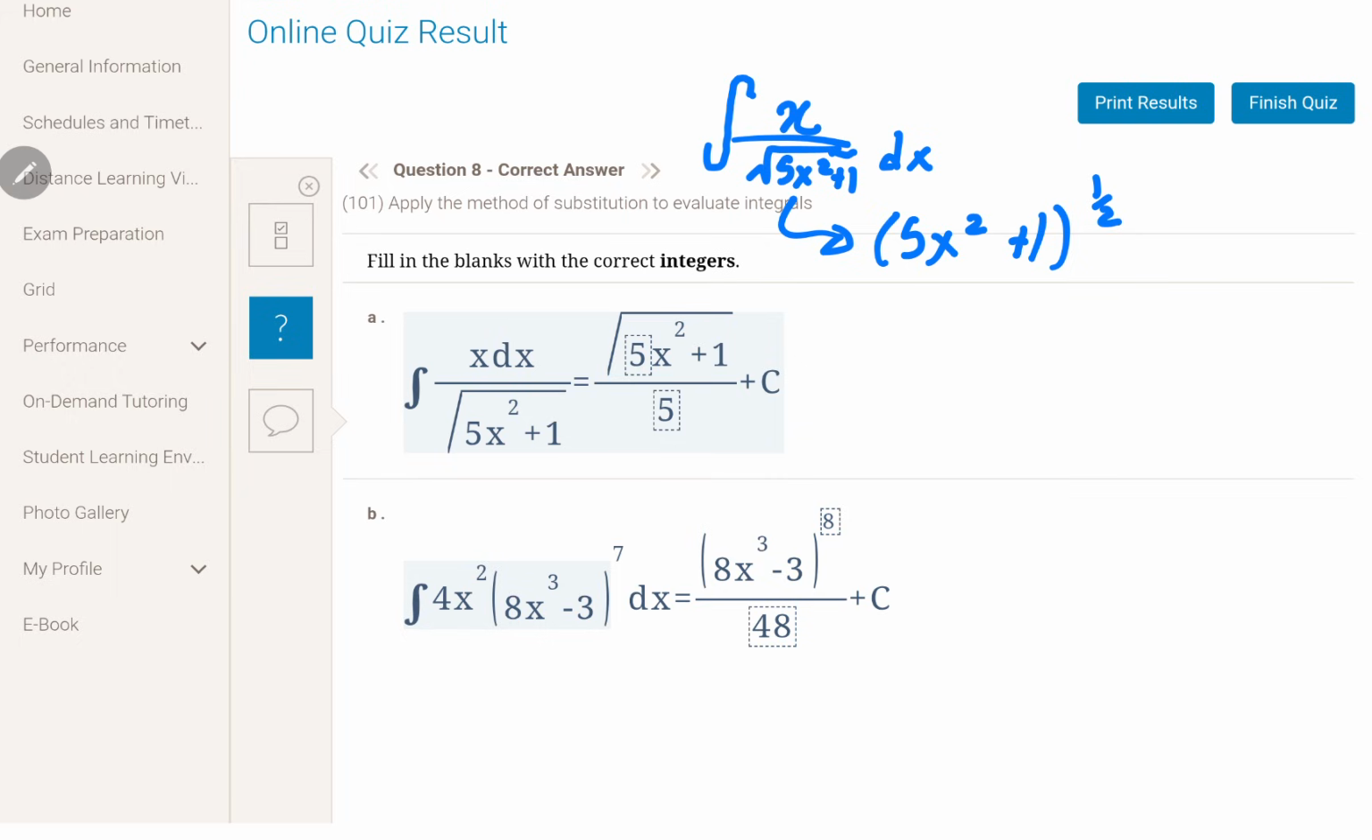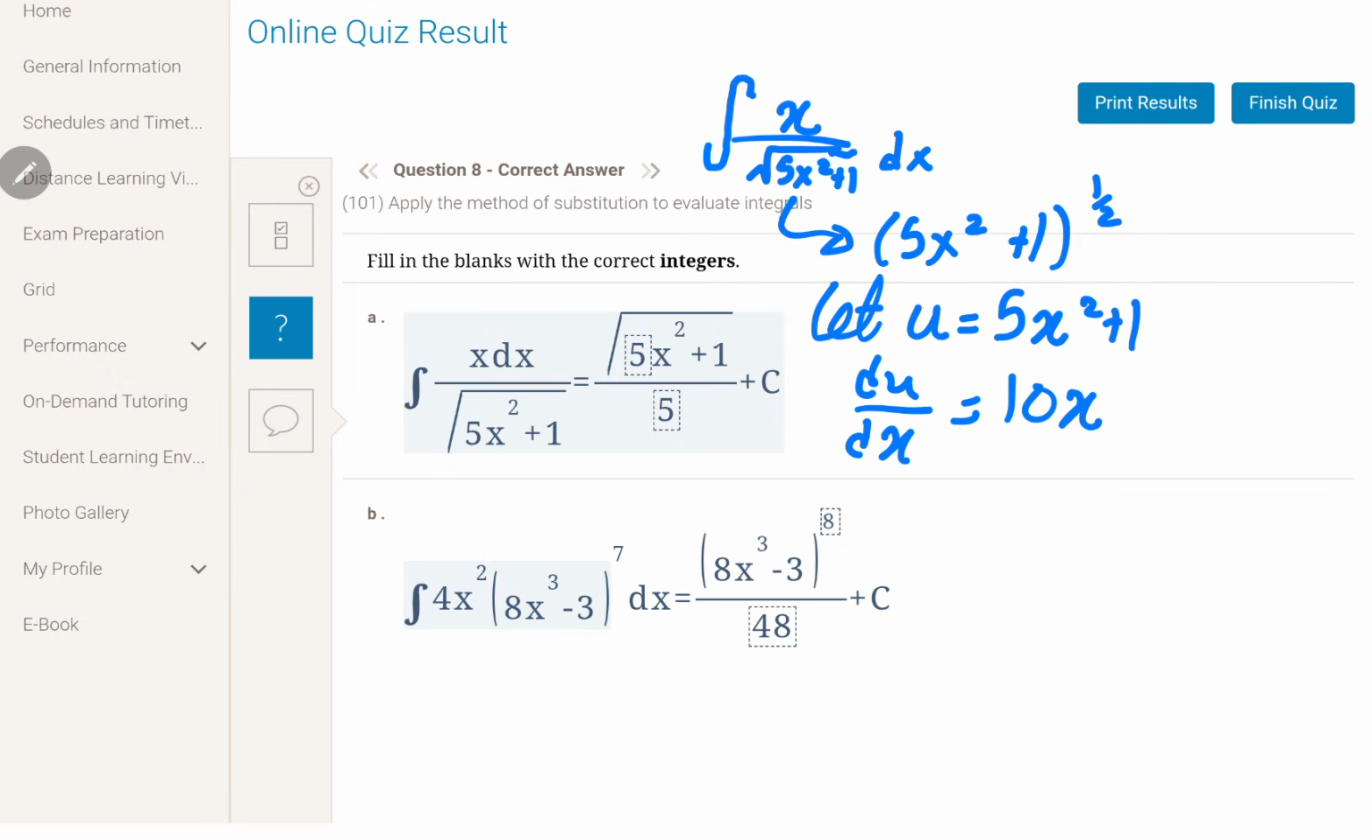Remember, because it's under a radical. So what does this mean? You can apply your substitution. So you're going to say let u equal 5x squared plus 1. Then du by dx is equal to what? 10x. So does that mean du is equal to 10x dx? You just took the x up.